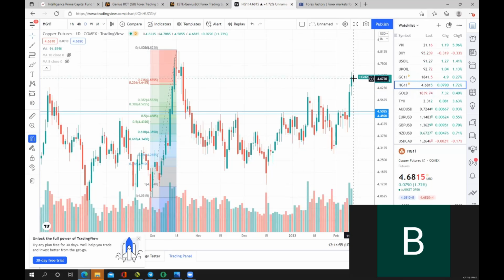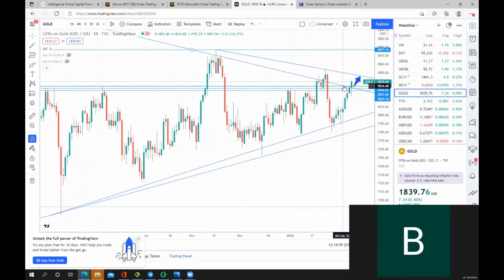Copper also very bullish. It can go all the way to 480. Here, it moved out of that range. With gold, also potentially around that 1840, 1845, somewhere there. So this one also reacted. You have a higher high, you have a lower low.